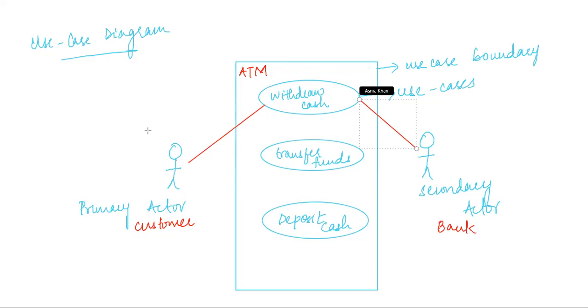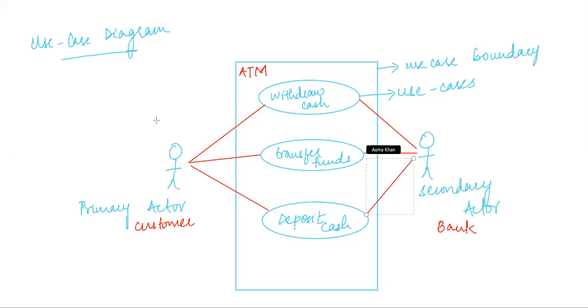That is the bank. Going on to the next step, if you want to transfer funds, then again there is another relationship, an association. To transfer funds also, you again need authentication from the bank. That is the second step. The third one is, if the customer wants to deposit the cash, again you need authentication from the bank. So this is the use case diagram for the ATM.